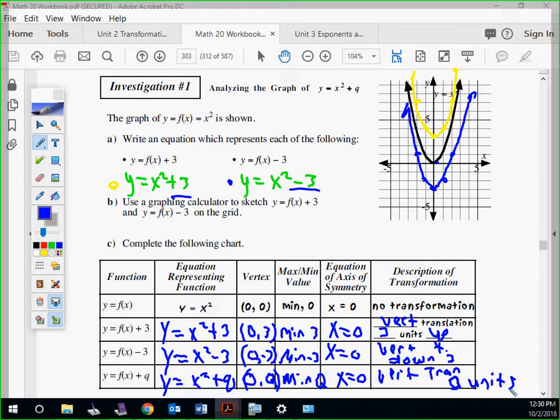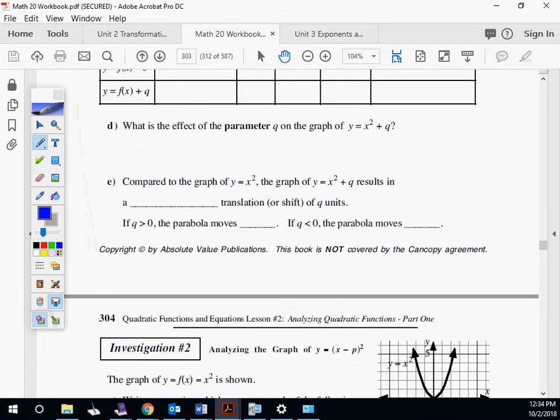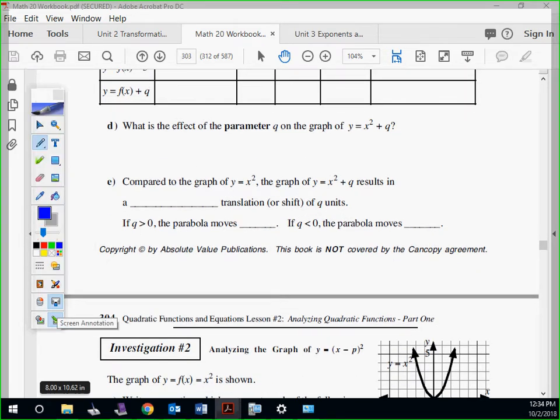Finishing this off, any questions on vertical? I think vertical is pretty straightforward. You're fine? Okay. So what is the effect of the parameter q on the graph y equals x squared plus q? It's a vertical translation.